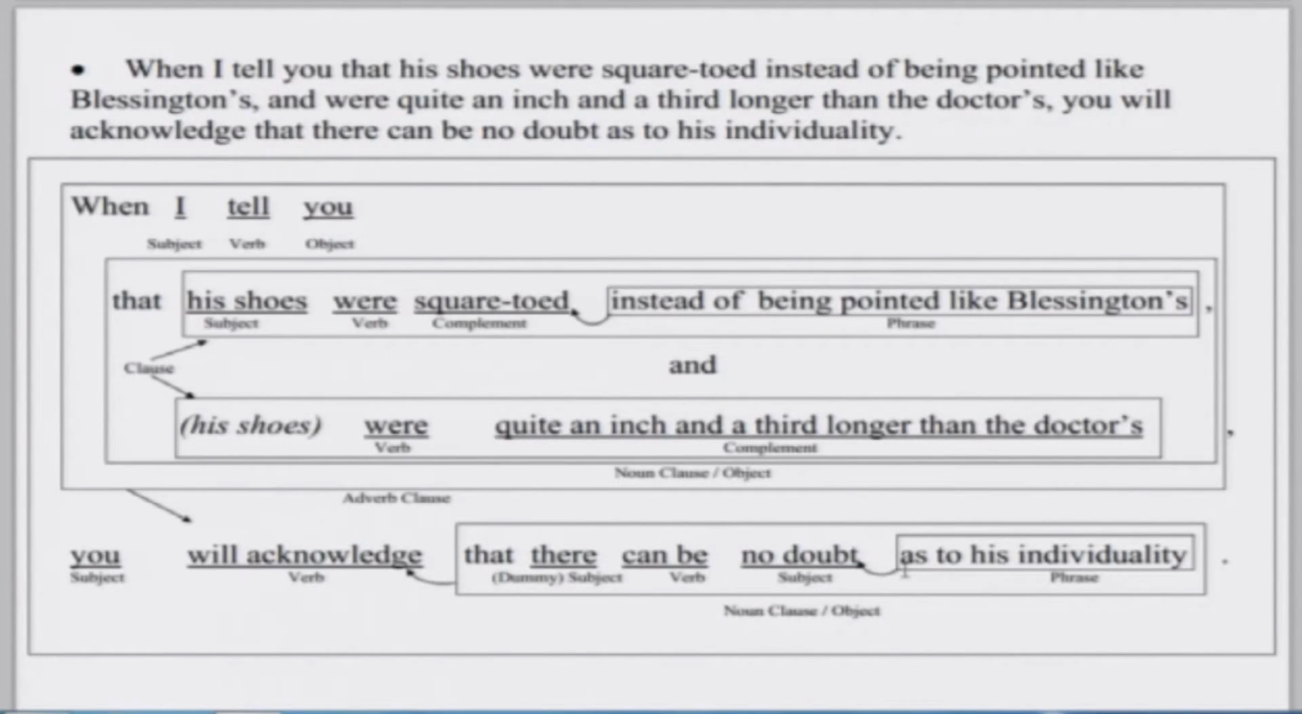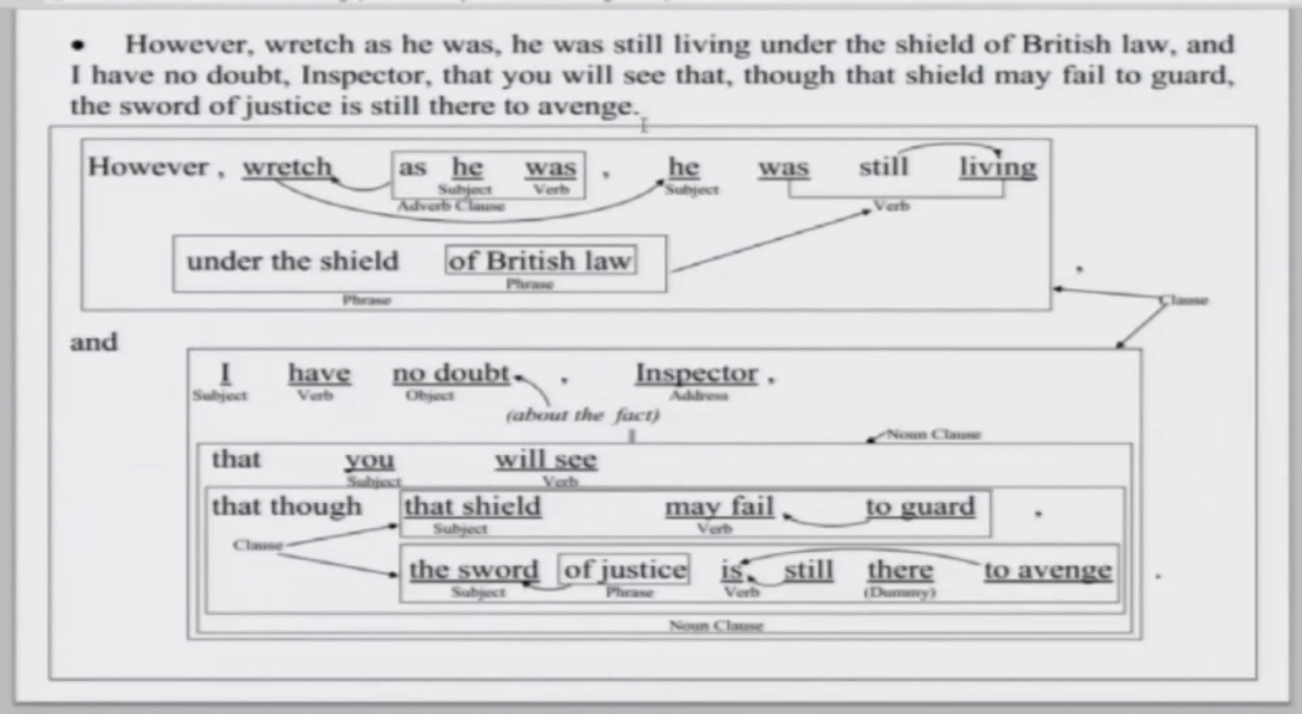This is fine. Okay. Let us take another example. Terrific sentence. Let us analyze it.